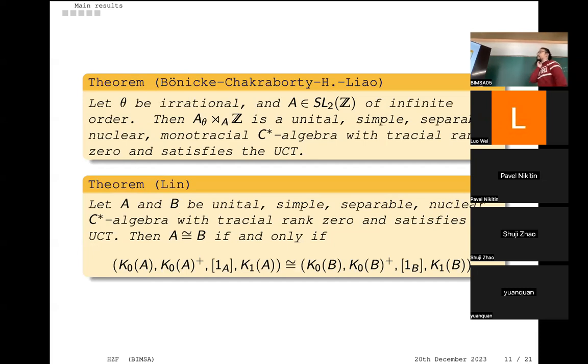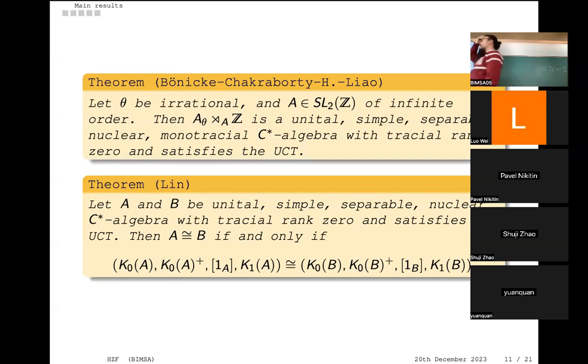Okay, so the first theorem is about the classifiability. You see that the conditions here are many adjectives, and they just match the assumptions in the classification result I mentioned at the beginning of this talk. For classifiability, we need to require this angle to be irrational, and this generating matrix is of infinite order. Then we know that the resulting cross product is unital, simple, separable, nuclear, and monotracial, which means that it has a unique tracial state, like having a unique Borel measure or something like that.